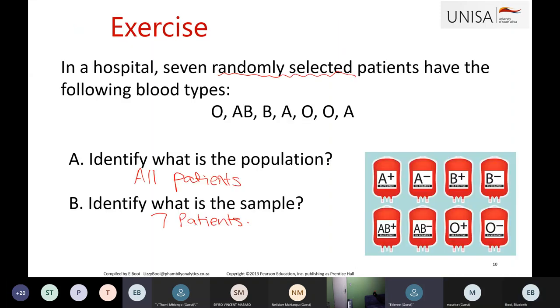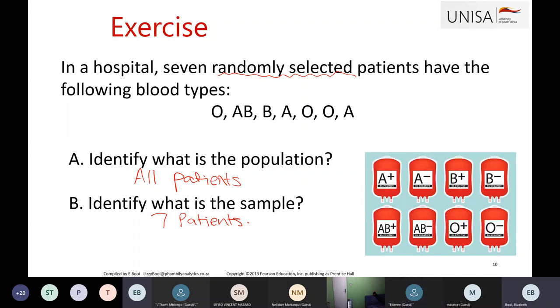I think if they said, like, in a hospital of 500 patients, then it would have made sense, because in our world, if you get this in an exam question, they will tell you in a hospital of 700 patients, 7 randomly selected, then it makes more sense. Sorry, so I understand now.